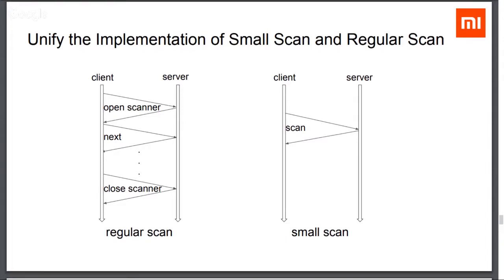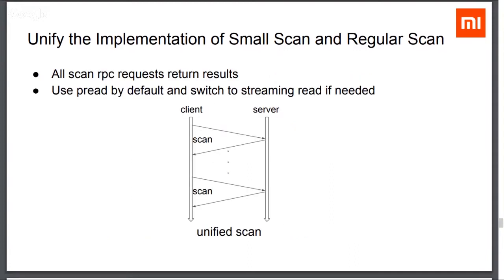In HBase, the regular scan takes at least 3 RPC calls, and only the next call returns results. But the small scan takes only 1 RPC call and returns results directly. Now we have unified them. Our scan RPC request will return results. Meanwhile, the scan supports setting the read type now. There are 3 read types: pread, streaming, and default. For the default read type, it was controlled by the server. Now we use pread by default, and we'll switch to streaming read if needed.